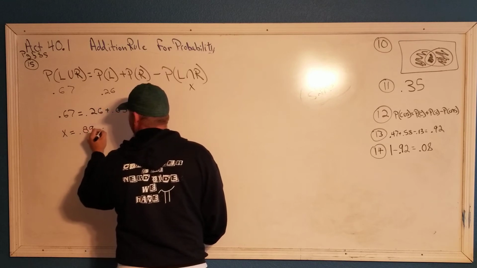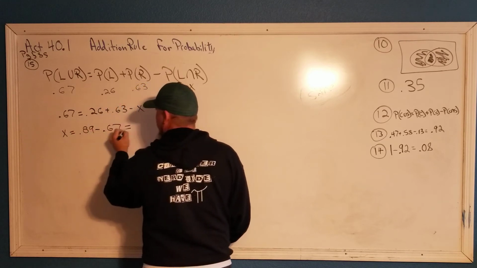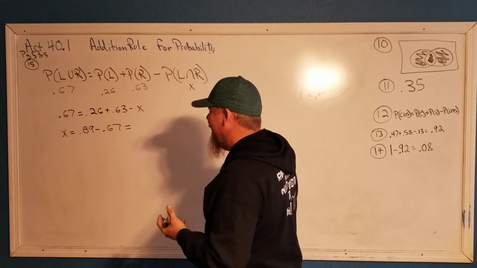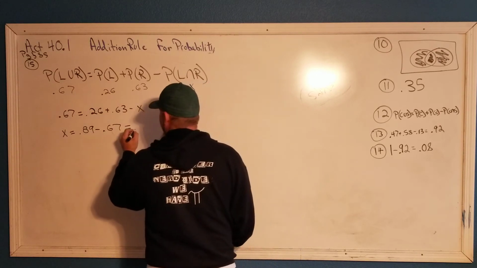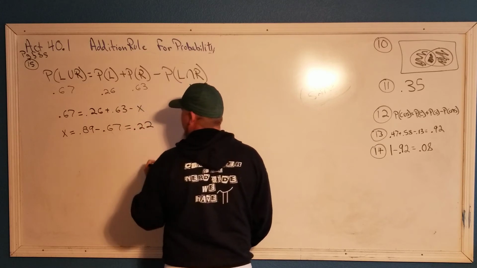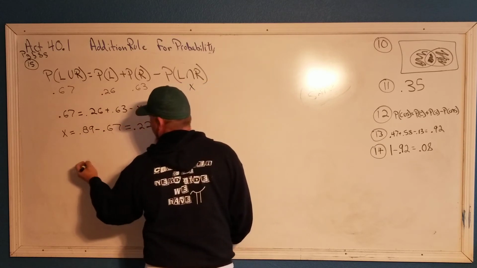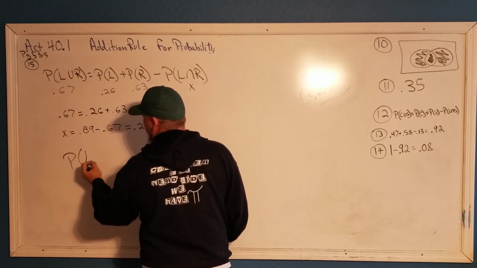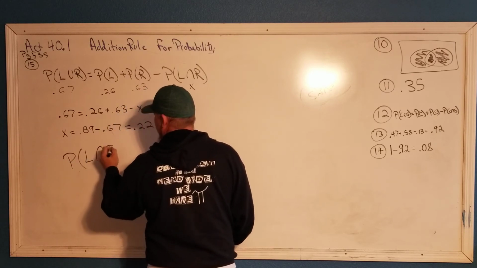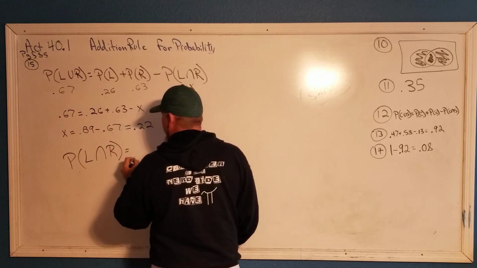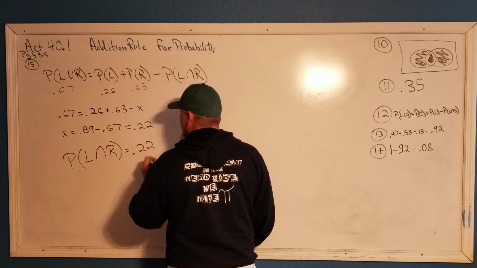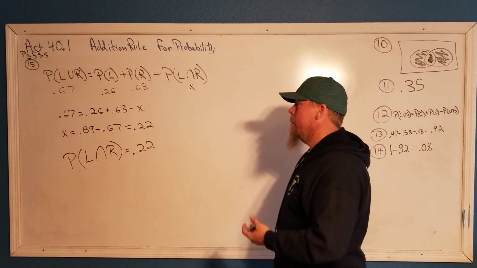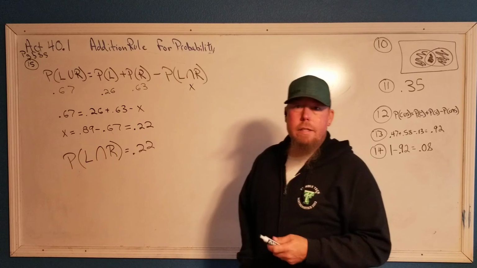0.89 minus 0.67. Right, what's 89 minus 67? 89 minus 67 is going to be what, 18? So 0.18? No, 0.22, good catch. So 0.22. Technically, the probability of lagged pipes and recycling refuse is going to be equal to 0.22, or 22% of the households. That's what it represents, what percent of the households have both. So 22%. That's how you do 15.